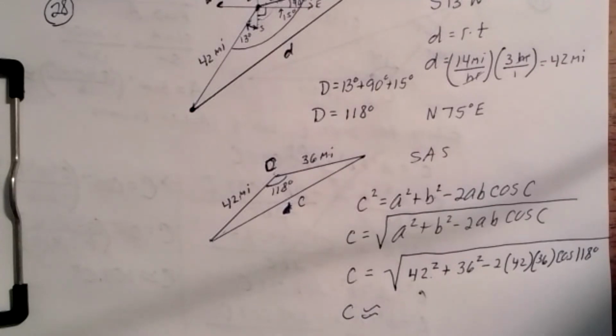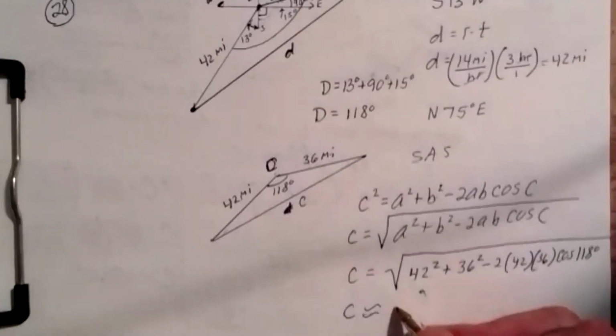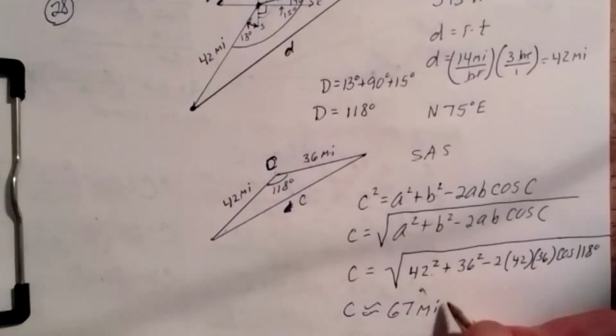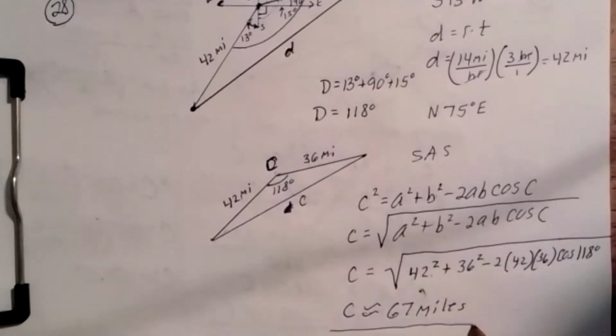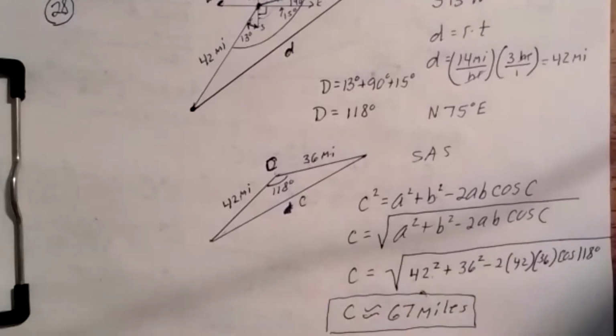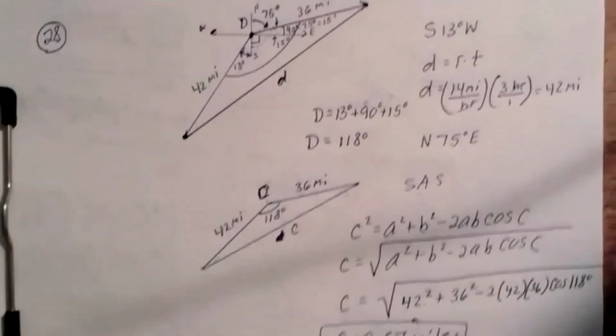So let's see if we can do this. Just make sure that you're able to crank these out here. I don't know if you have access to a calculator right now or not, but just make sure that you're able to do these calculations. To the nearest whole mile, what are we getting about? I'm getting about 67 miles. Can anybody confirm that? The distance between those ships after 3 hours is about 67 miles. They're 67 miles apart.